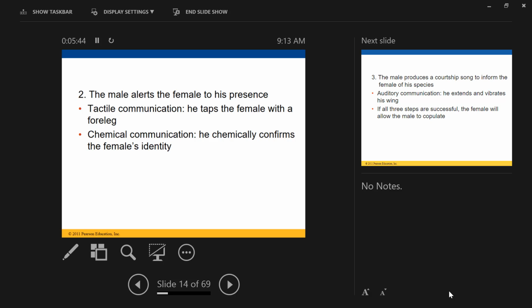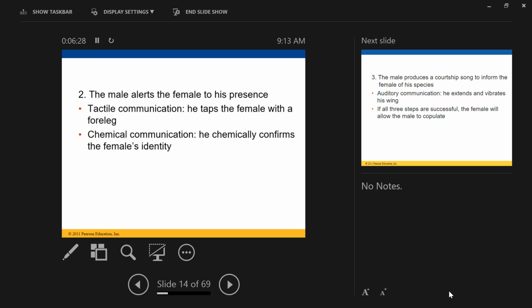All right, so step 2. This is a signal cascade. Now the communication is going to get a little bit more sophisticated. The male alerts the female to his presence in 2 ways. Chemical communication: he now identifies himself to the female. He starts to release some pheromones that the female can respond to. And you're like, why is this? Well, there are a lot of really closely related fruit fly species, but if they're not the same species, they're not going to be able to form offspring. And then also tactile communication: he taps the female with one of his forelegs. Tactile communication works if you can get into close proximity.